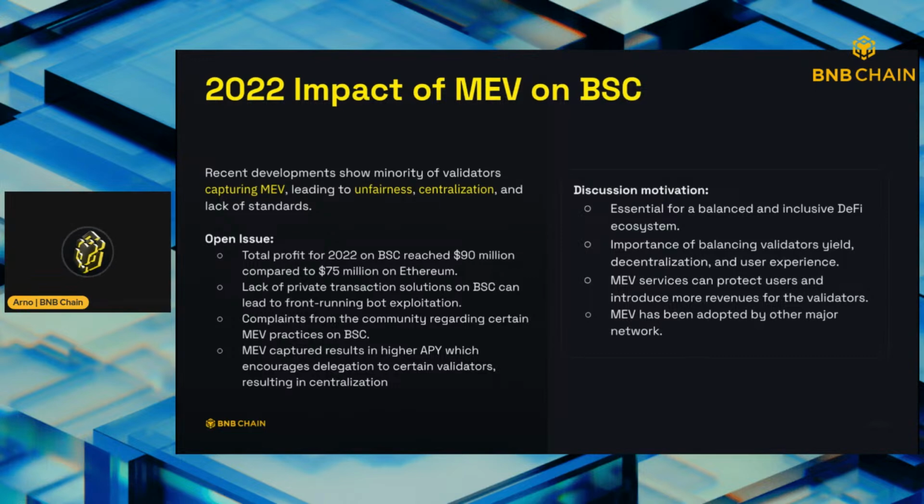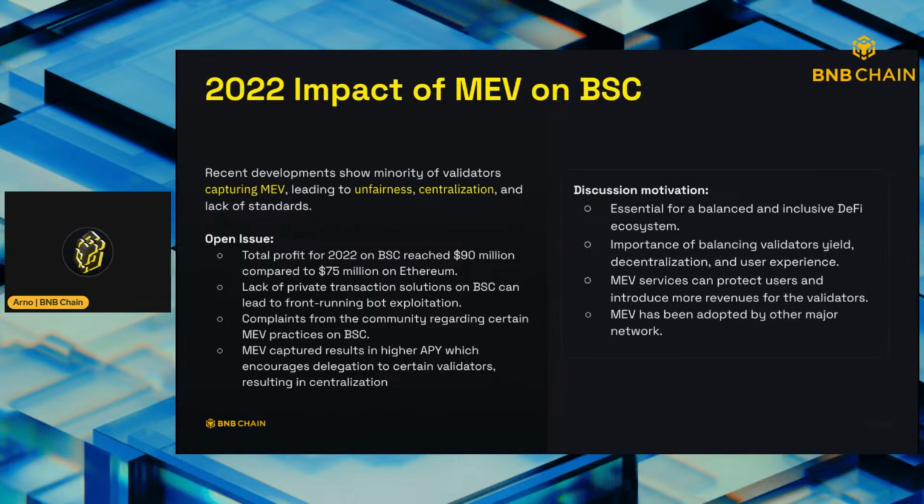As we saw last year, a lot of developments were happening in terms of MEV on BSC. When I say development, it means that a few validators were capturing most of the MEV, which was really creating some centralization and unfairness within the overall network. We saw as well that a lot of profit was extracted within the BSC network, even higher than the profit that MEV bots were able to capture on Ethereum.